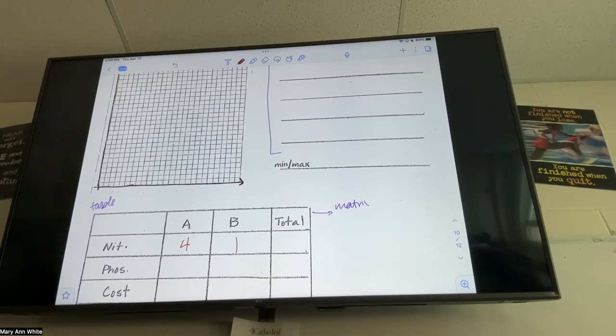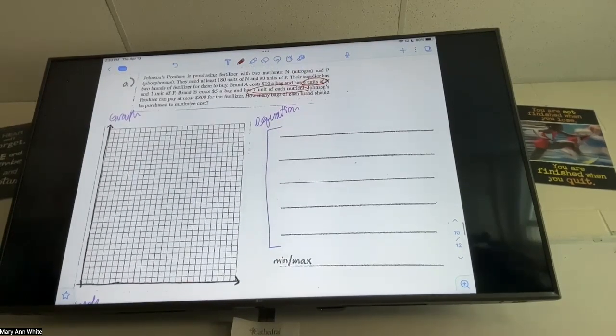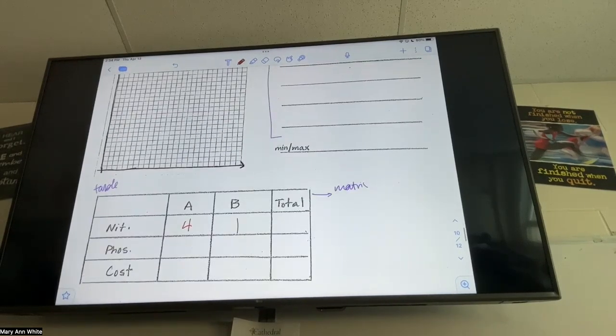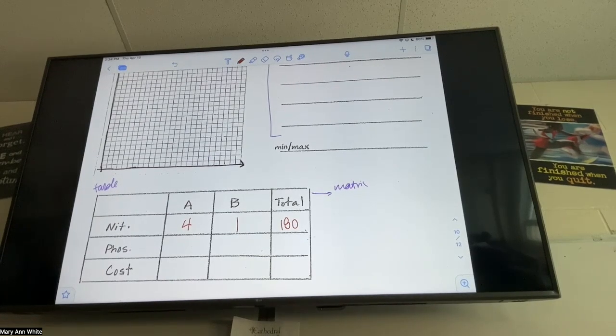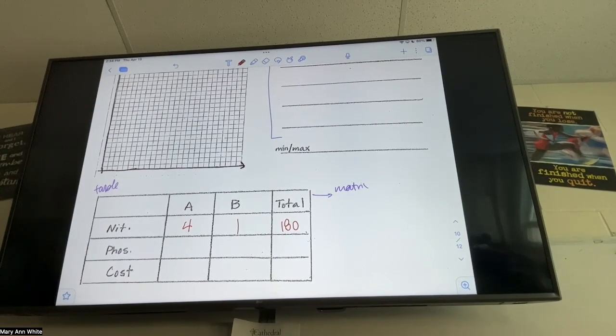And then total comes from earlier in the problem. It tells us how much total we need of the nitrogen. It says we need at least 180 units of nitrogen. So I'm going to put 180 in my total. In addition to that, though, I am also going to put, this isn't necessarily needed in my table, but it's going to help me when I do my equations later. It says we need at least that. So I'm going to put a greater than or equal to sign to remind myself when I do my graph later, I'm going to have to do a greater than or equal to.